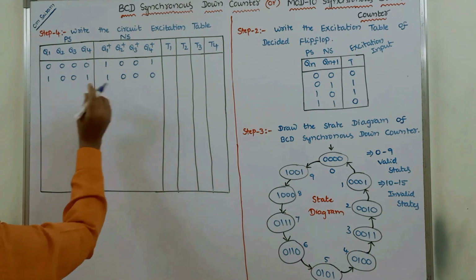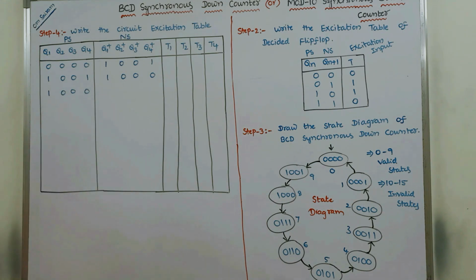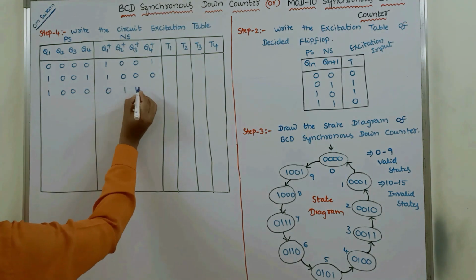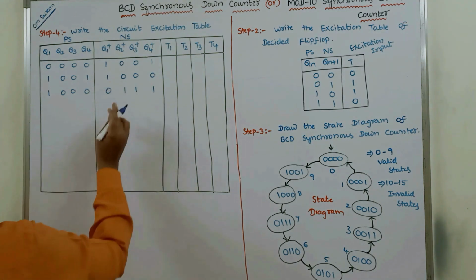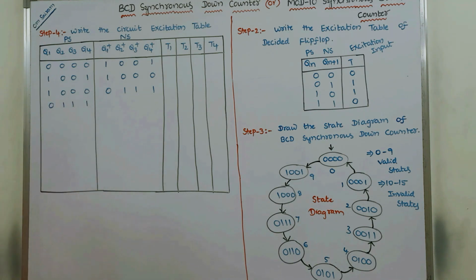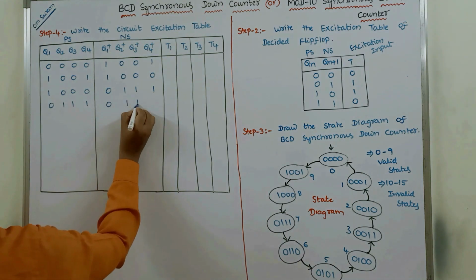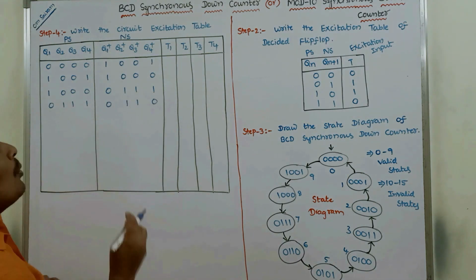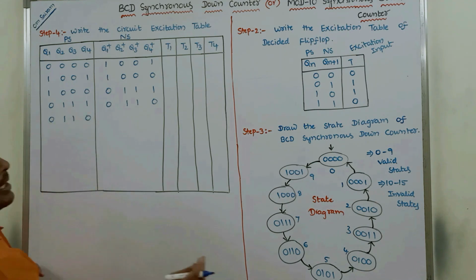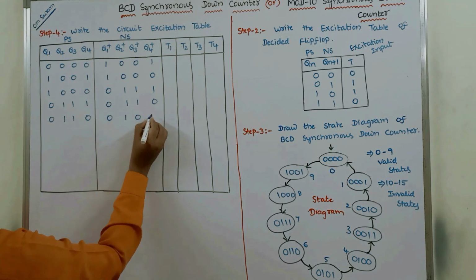Now, this can be taken as present state. What is the next state? The next state is 0, 1, 1, 1. Now, this can be taken as present state. What is the next state? The next state is 0, 1, 1, 0. Now, this can be taken as present state. What is the next state? The next state is 0, 1, 0, 1.